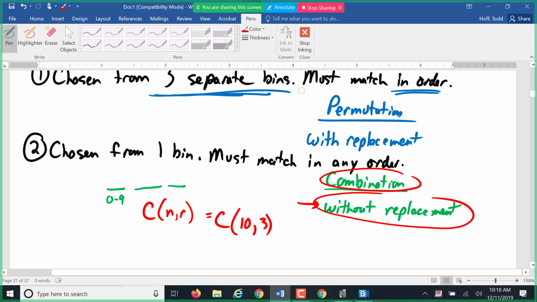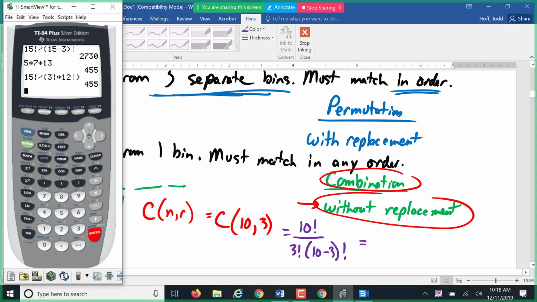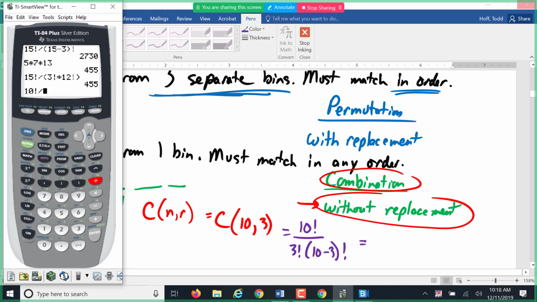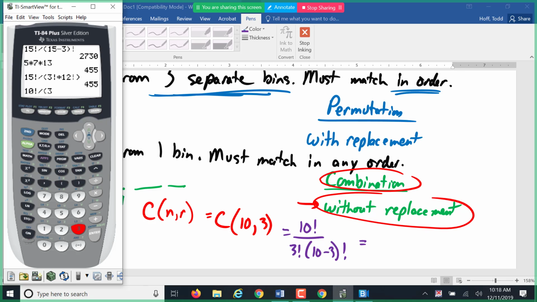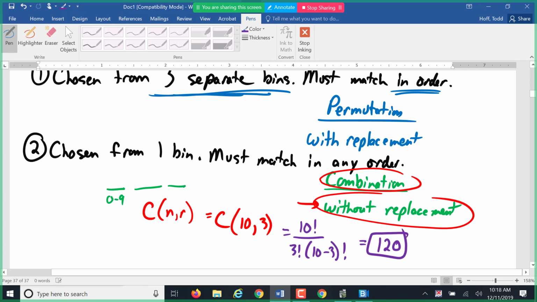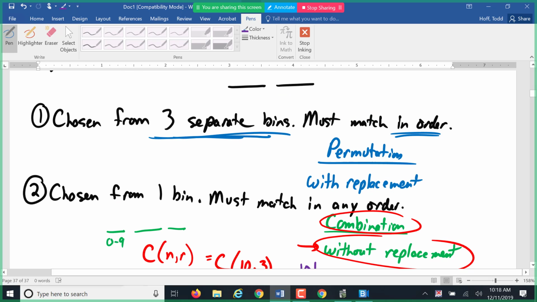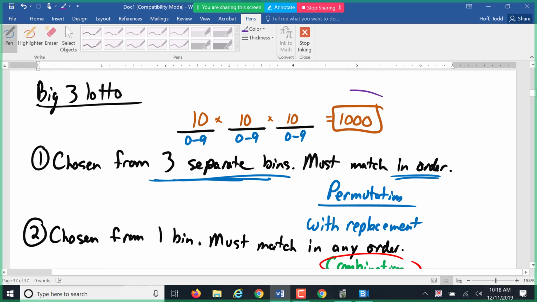So in this case, that's going to be a combination of 10 numbers, 0 through 9, and we're choosing 3 of them. So that's going to be 10 factorial over 3 factorial, 10 minus 3 factorial. So 10 factorial divided by, in parentheses, 3 factorial times 10 minus 3 is 7 factorial. Close that parentheses. We get 120 different ways of choosing that. Much better chances than 1,000 different ways of choosing in this first one.